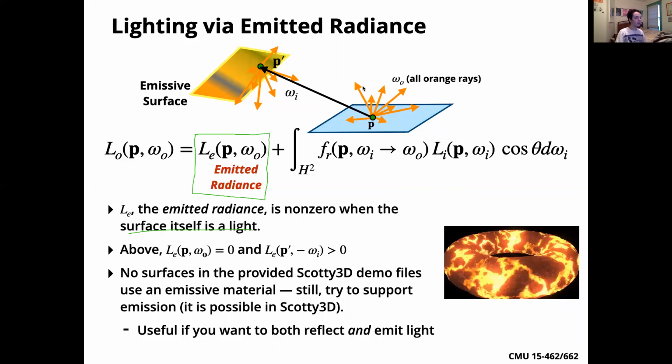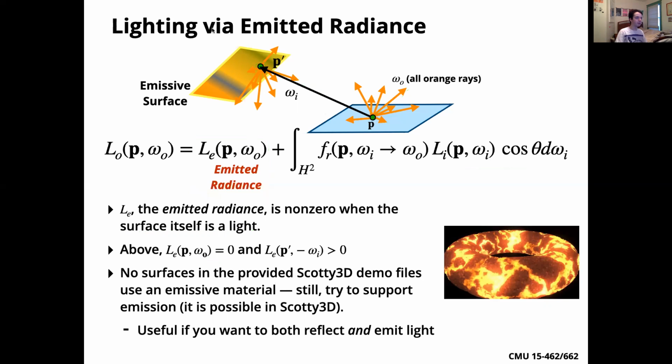So here for this surface, okay, let's think of these terms here. We're starting at point P and going in some direction WO. The emitted radiance is 0. But recursively, we could evaluate the rendering equation, shoot out a WI, and hit an emissive surface. And this emissive surface, starting at P prime and going in direction WI, or negative WI really, because we have to account for the change of bases here, this is going to be greater than 0. So this surface is emitting light.